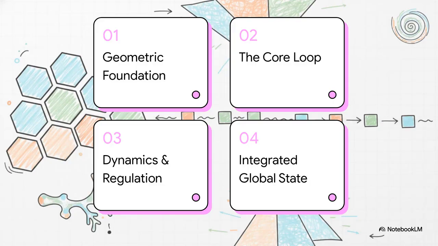Here's how we're going to break it down. First, we'll cover the geometric foundation, that weird curved space the system calls home. Then, we'll get into the core computational loop, the engine that makes it all run. After that, we'll see how the whole thing keeps itself stable over time. And finally, we'll put it all together to see how this integrated global state emerges.